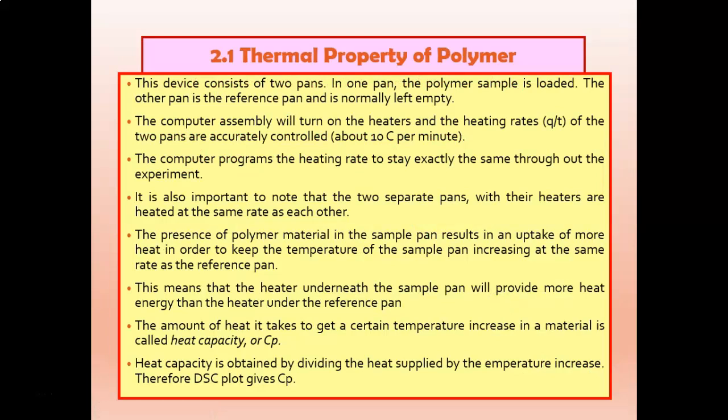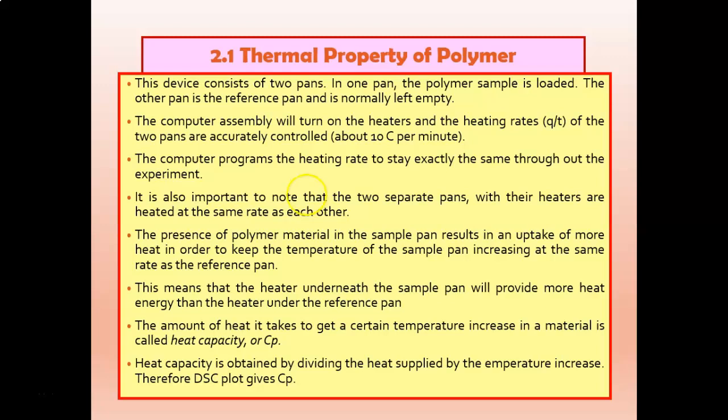This device consists of two pans. In one pan, the polymer sample is loaded and the other pan is left empty. The computer assembly will turn on the heaters and accurately control the heating rates of the two pans at about 10 degrees C per minute. The computer programs the heating rate to stay exactly the same throughout the experiment. It is also important to note that the two separate pans with their heaters are heated at the same rate as each other. The presence of polymer material in the sample pan results in an uptake of more heat in order to keep the temperature of the sample pan increasing at the same rate as the reference pan.